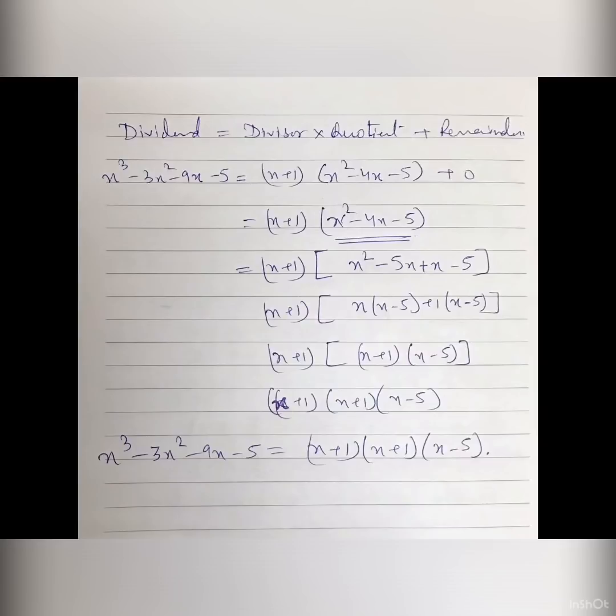So here the factors are minus 5x and plus x. When I add minus 5 plus 1, I'll get minus 4. When I multiply minus 5 by 1, I'll get minus 5 as a product, which is the last term.